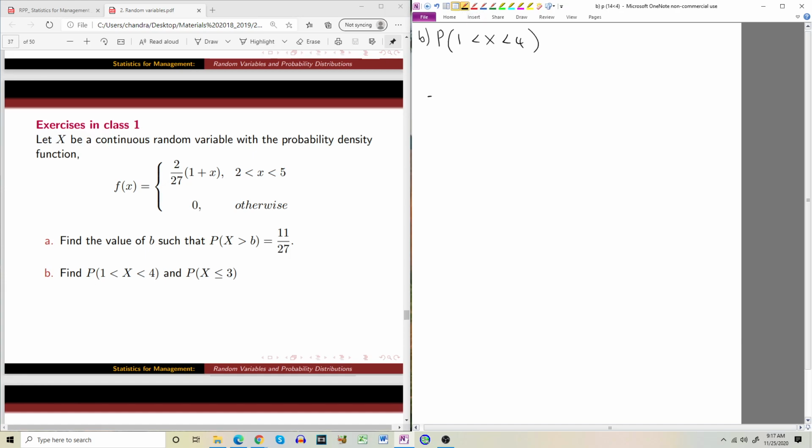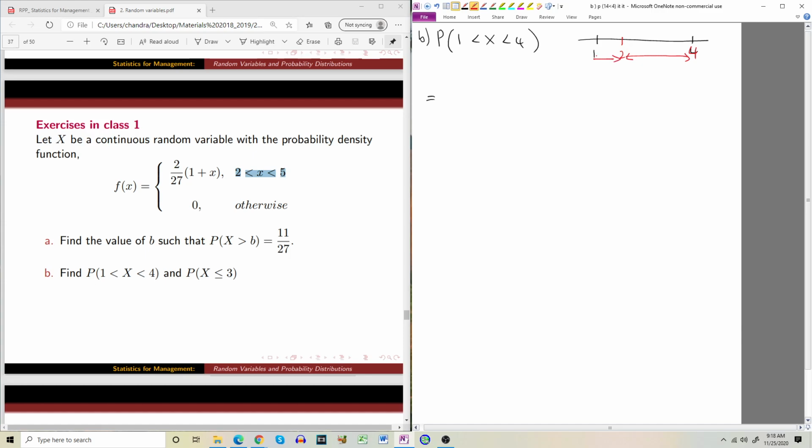Here you need to understand that our f(x) is only defined from 2 to 5. Even though they ask from 1 to 4, you have to remember our x is only defined from 2 to 4, so we can only consider from here to here.